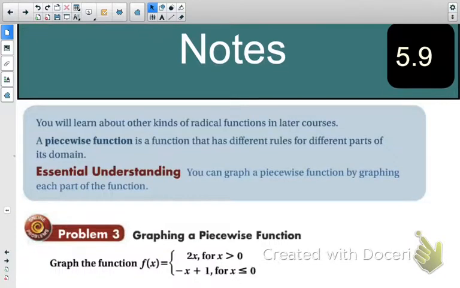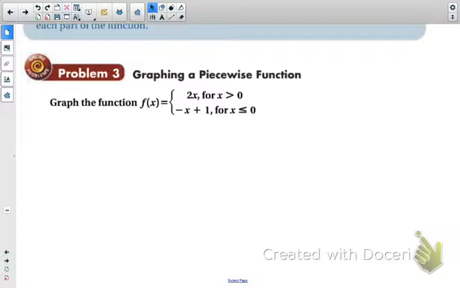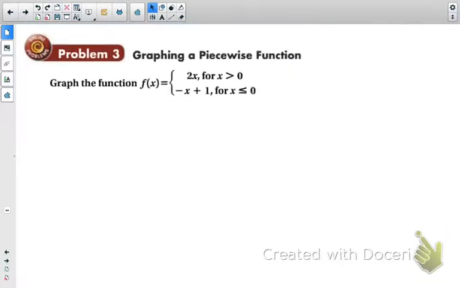Okay, so a piecewise function is a function that has different rules for different parts of the domain. And if you remember, a domain is your x values. So you can graph it by graphing each part of the function. So if you look at this, this right here is an example of a piecewise function. It looks a little bit different than the ones that we've seen in the past.